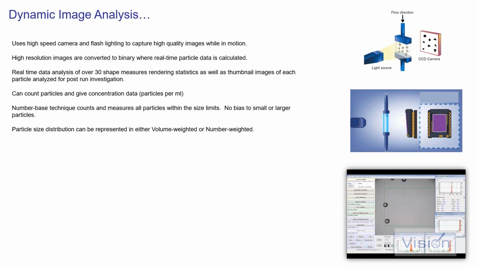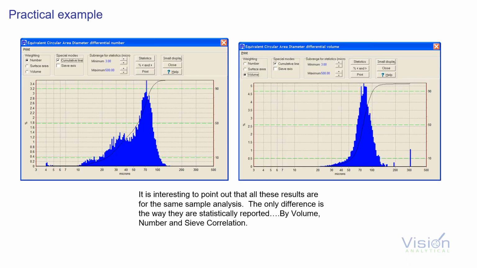So now that we've discussed both volume and number weighted, let's talk about that just a little bit more in a practical example. Looking at this practical example, this is actually the same sample that we're looking at, but the graph on the left you'll see is a number-weighted distribution.